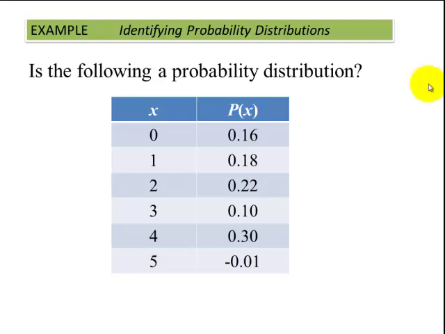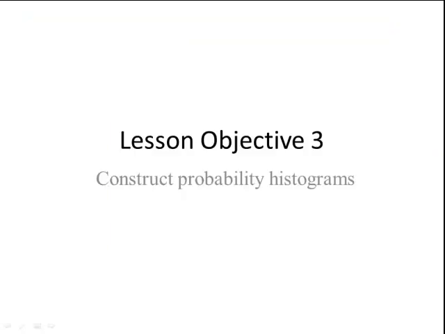Okay, is this one a probability distribution? And the answer is no. This is a negative number, and you cannot have a negative number in probability, so this is not a probability distribution. And then the last one, is this a probability distribution? Each of these is between 0 and 1, and the sum of these is equal to 1. So this is a probability distribution.